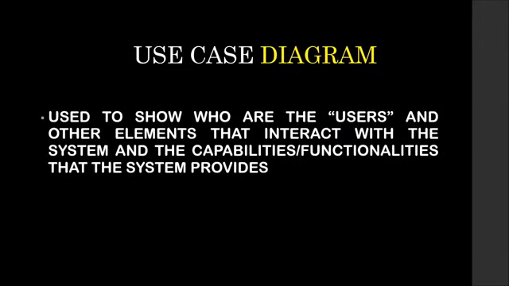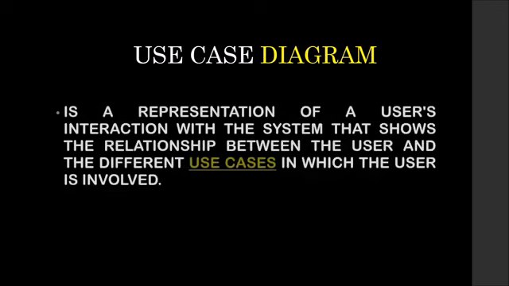Okay, next up is that a use case diagram is used to show who the users and other elements that interact with the system are, and the capabilities or functionalities that the system provides. So, by the definition, it implies that this will help us to have a better view on the interaction happening within the objects with their functions for the system.